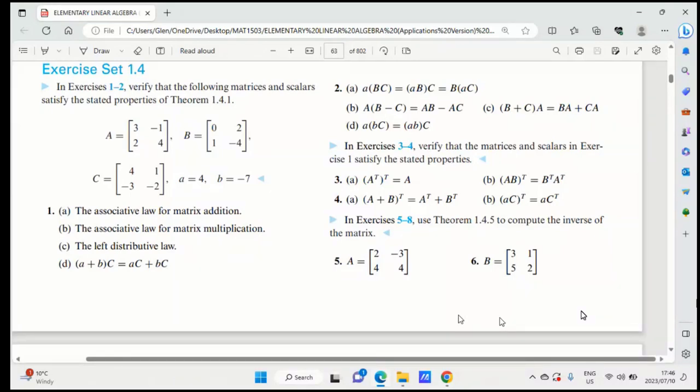1 over 20 times 2 gives you 2 over 20. Simplified, it's 1 over 10. 1 over 20 times negative 3 gives you negative 3 over 20. I cannot simplify further. 1 over 20 times 4 gives you 4 over 20. Simplified, it's 1 over 5. 1 over 20 times 4 gives you 4 over 20. Simplified is 1 over 5. That's how I did it.